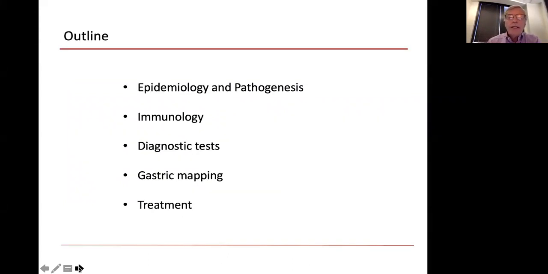So with that in mind, what I'd like to do today is present the epidemiology and the pathogenesis of the infection. Then I'll review the immunology of H. pylori infection, focusing on the cellular response and some of the published work from my laboratory. Then we'll review the several diagnostic tests available to us for diagnosing H. pylori infection, and then how we go about what's called gastric mapping, and then finally, and very important, different regimens for treating H. pylori infection will be reviewed at the conclusion.